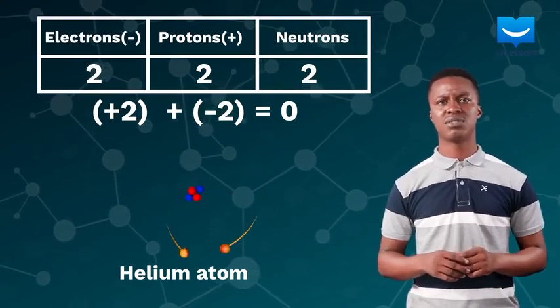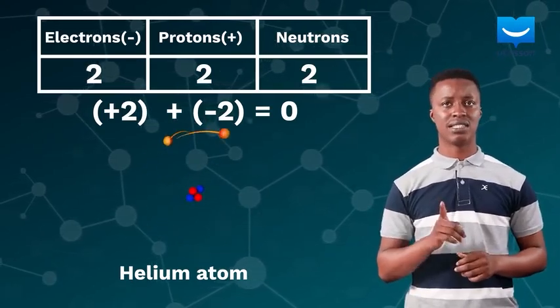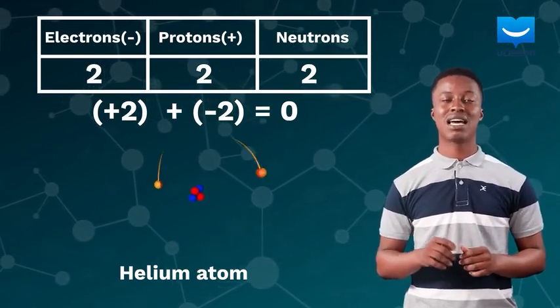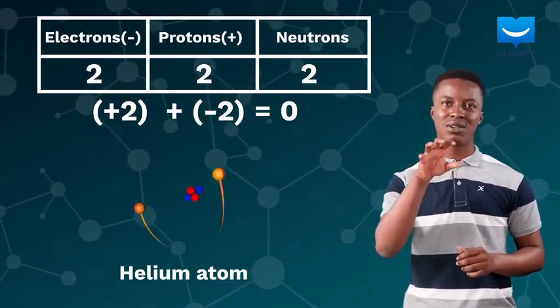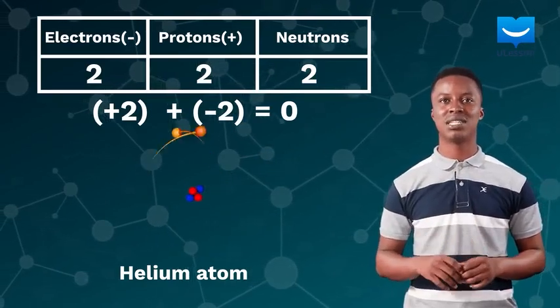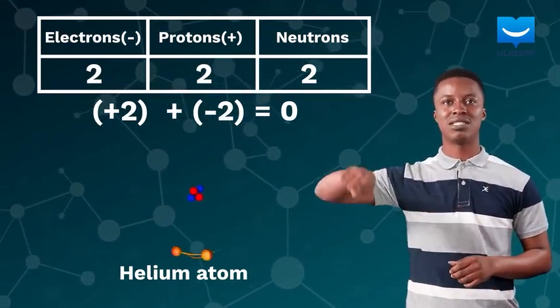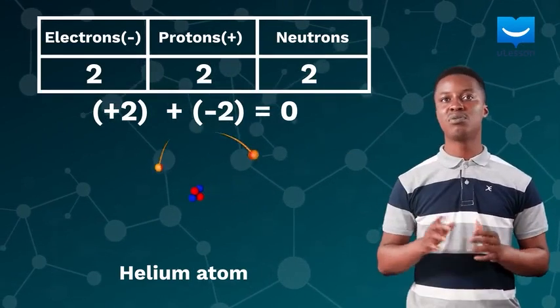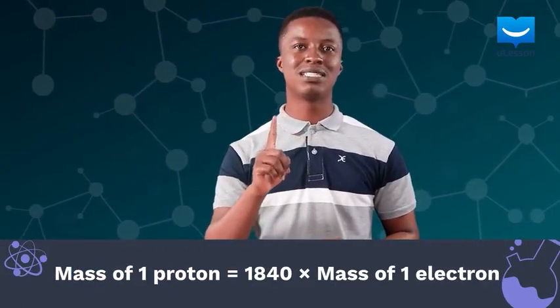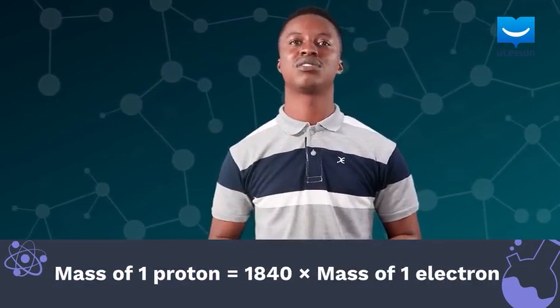Now, which of the particles in an atom is the lightest? It is the electron. Protons and neutrons are heavier than electrons and reside in the nucleus, which is located at the center of the atom. Electrons are extremely lightweight and exist in a cloud orbiting around the nucleus. Protons and neutrons have approximately the same mass, but one proton weighs more than 1,800 electrons.